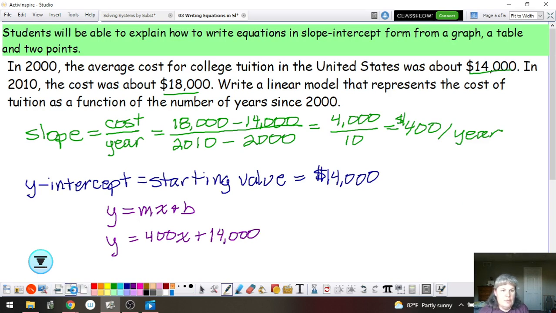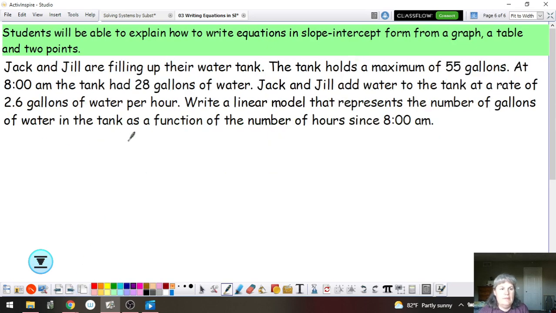Sometimes we don't even need to do that much work. If we look at this example, we have Jack and Jill are filling up their water tank. The tank holds a maximum of 55 gallons. At 8 a.m., the tank had 28 gallons of water. Jack and Jill add water to the tank at a rate of 2.6 gallons of water per hour. Write a linear model that represents the number of gallons of water in the tank as a function of the number of hours since 8 a.m. So 8 a.m. is when we start.